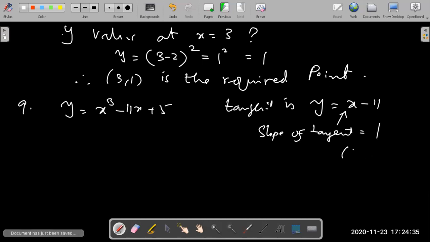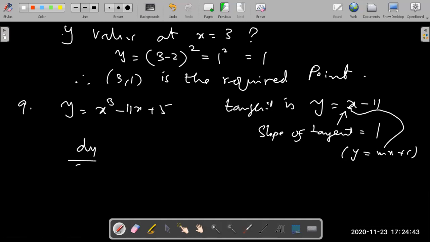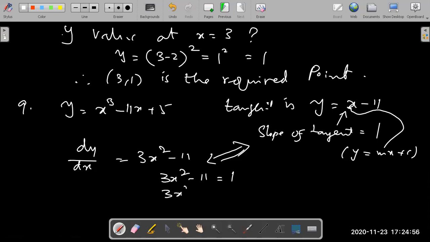How did I get it? Because y is equal to mx plus c compared with this, this is this m. So that's why you get the slope. So when I do dy by dx, it is equal to 3x squared minus 11. So equate this to 1. Therefore, 3x squared minus 11 equal to 1, 3x squared equal to 12. That implies x squared equal to 4, x equal to plus or minus 2.